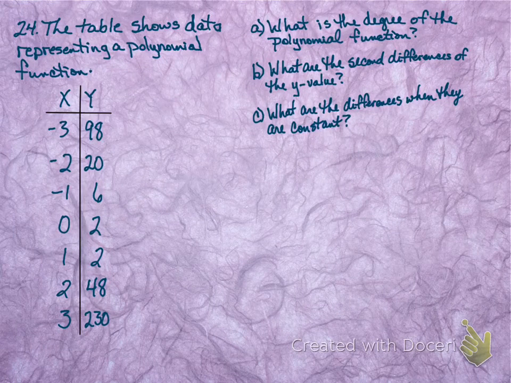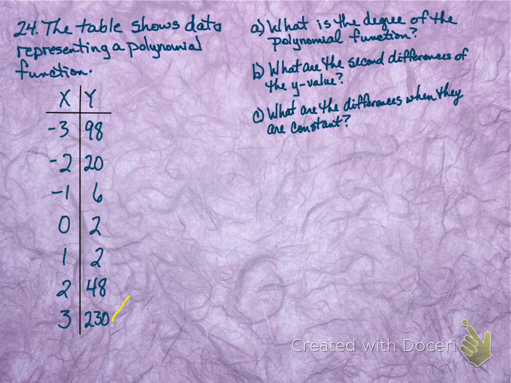Okay, we get to do another one of these fun ones, and we can use some multiple colors and have a little bit of fun with this. It says the table shows data representing a polynomial function and wants to know what is the degree of the polynomial function, what are the second differences of the y value, and what are the differences when they're constant. Okay, so let's take a look.